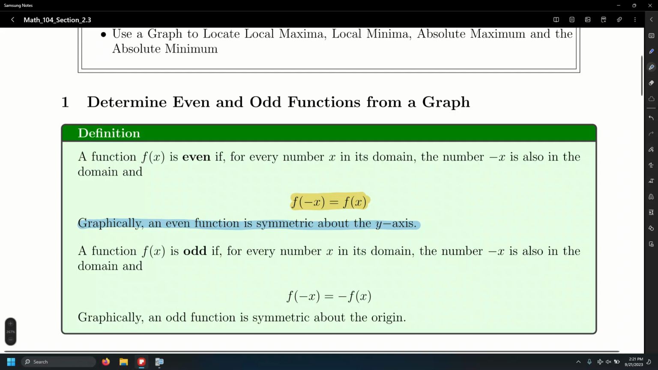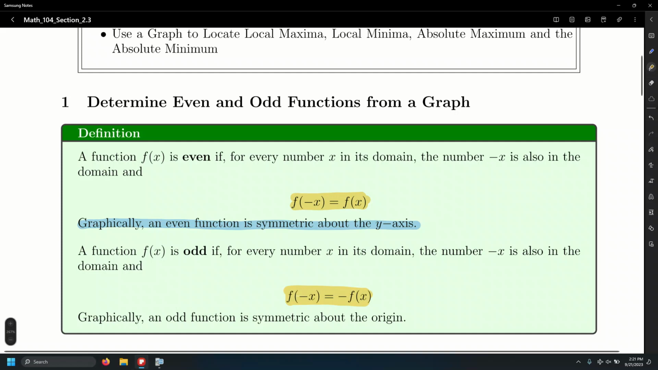As opposed to a function that is odd. How do we know that a function is odd? If for every number x in its domain, the number negative x is also in the domain, but in this case, that outputs the negative y value, or the negative function value. Well, these conditions might look a little weird, especially because of the symbolic representation, but we're going to see this in action with plenty of examples.